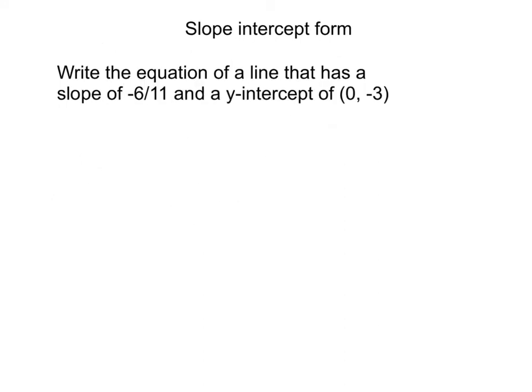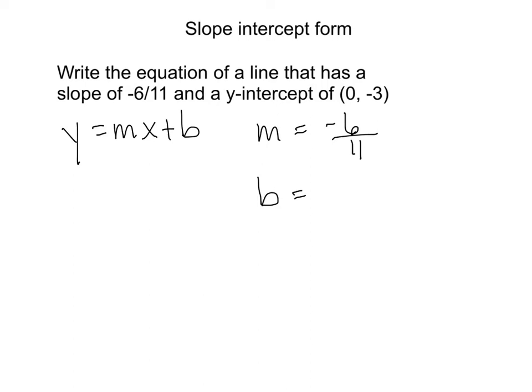So here it asks us to write the equation of a line that has a slope of -6/11 and a y-intercept of (0, -3). So first let's write the equation that we want. We want to use slope-intercept form, so we want to fill in y equals mx plus b. And the information given to us is that the slope, which we call m, is -6/11, and my y-intercept is (0, -3). So my b value, we always take the y of the point (x, y), so -3 would be my b value.